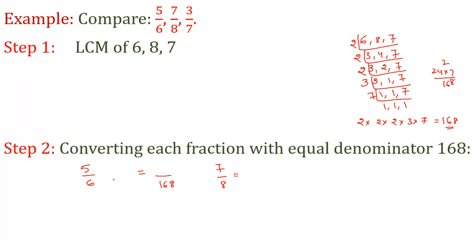Here also, by multiplying which numbers you will get 168, you have to find out here. So here also you have to convert the denominator as 168. For 3 by 7 also you have to find out that by multiplying which number you will get the denominator as 168. Okay.